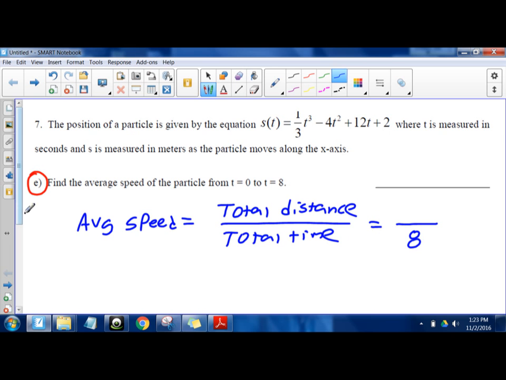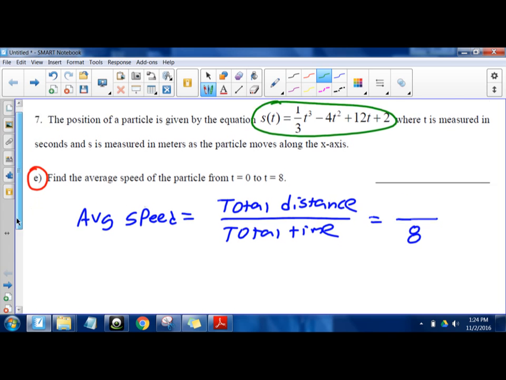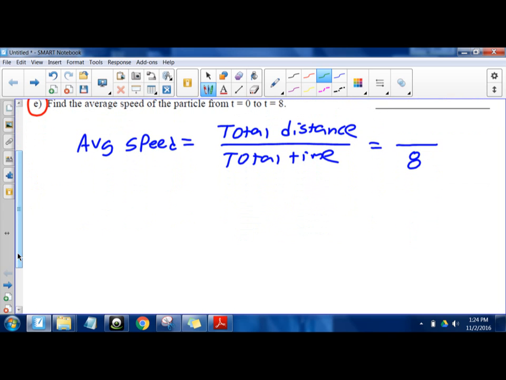But the total distance is actually going to be somewhat confusing, because we have to use the function and find the distance from 0 to 8. To find distance, we need turnaround points. We already found those turnaround points earlier in this problem. We found them to be 2 and 6. So if we know the turnaround points are going to be 2 and 6, I need to find the position at 0, the position at 2, and accumulate that distance.